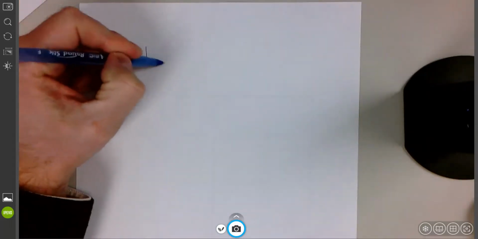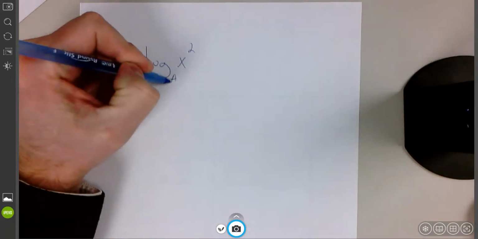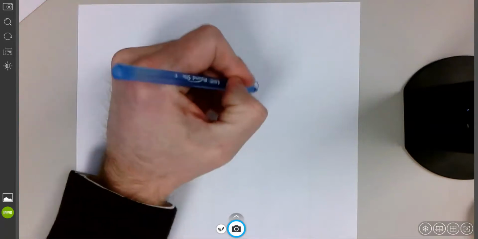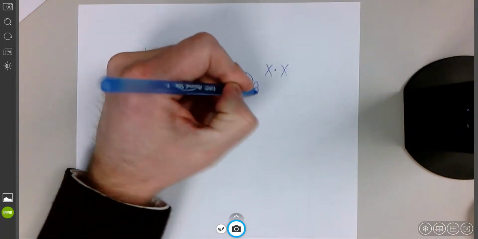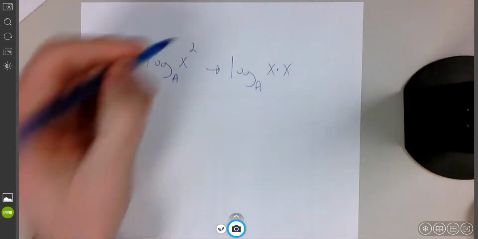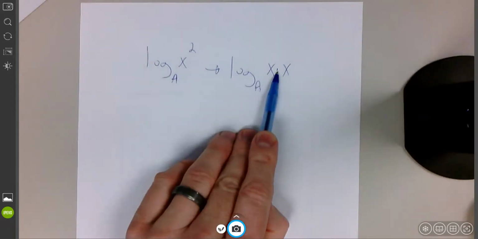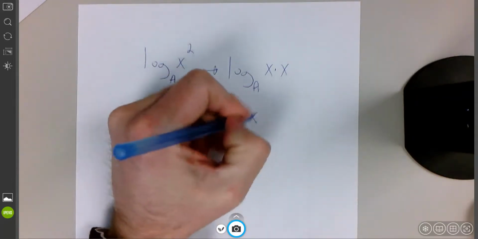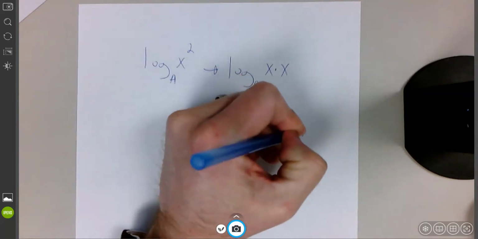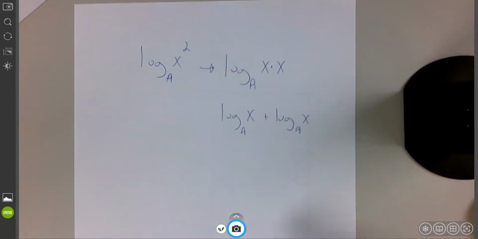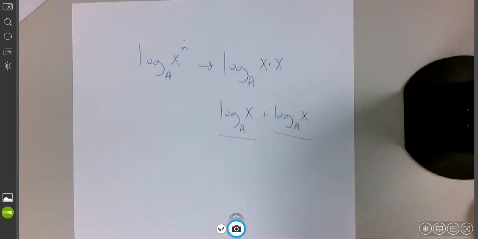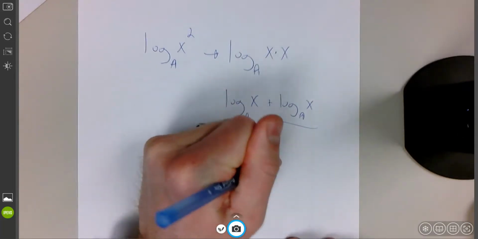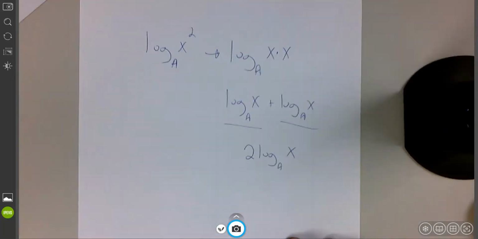If I have log base a of x squared, I can rewrite that as log base a of x times x. But now that we are armed with this addition law, I have multiplication inside of a logarithm. I could pull that apart and write it as 2 separate logarithms, log base a of x plus log base a of x. Nothing too fancy there. Then finally, if I'm adding 2 expressions that are exactly the same, that means there's 2 of them. So I could just rewrite that as 2 times log base a of x.